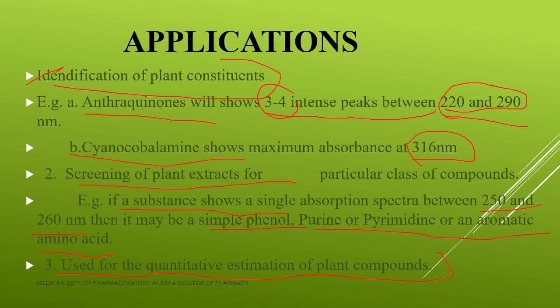And the second one is screening of plant extracts for particular classes of components. Here, if a substance is showing a single absorption spectrum between 250 to 260, then it may be a simple phenol, purine, pyrimidine or an aromatic amino acid. Now the third one is its use for the quantitative estimation of phytoconstituents. So that is about UV spectroscopy.